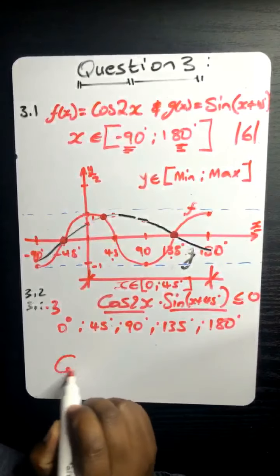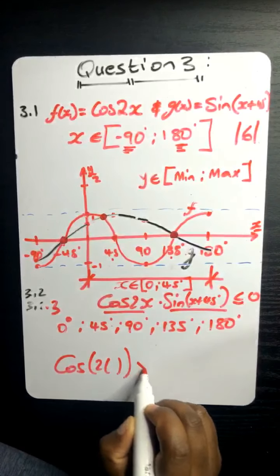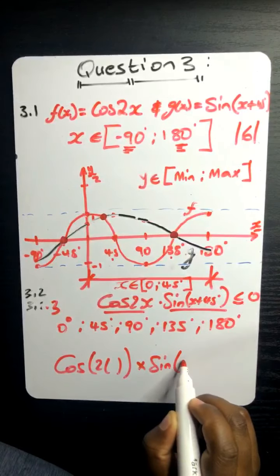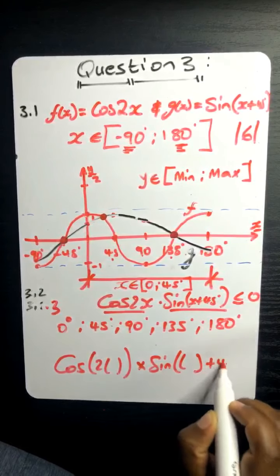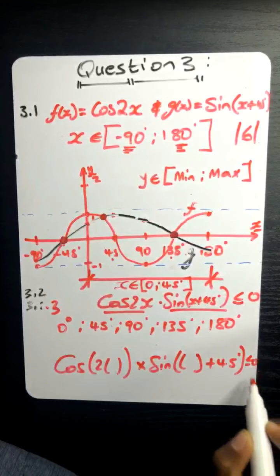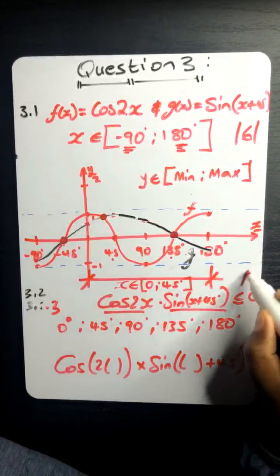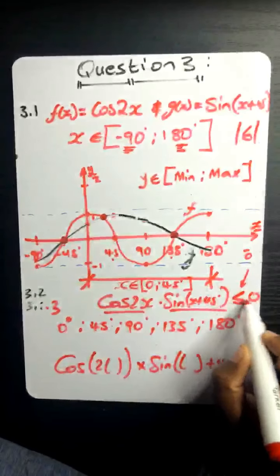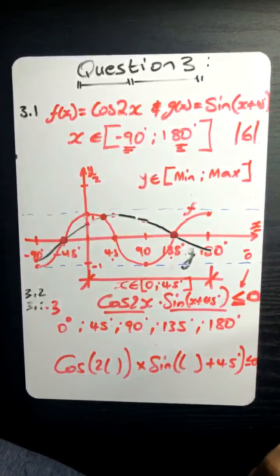So let's say cos of 2x and then we multiply by, let's say, sine of the angle plus 45 degrees, and then we just want to check which values are giving less than or equal to 0. So remember this thing, it means you must get a negative value or otherwise 0, because a value which is less than 0 is a negative value, and then this equal means or otherwise equals to 0. That's how you interpret that.